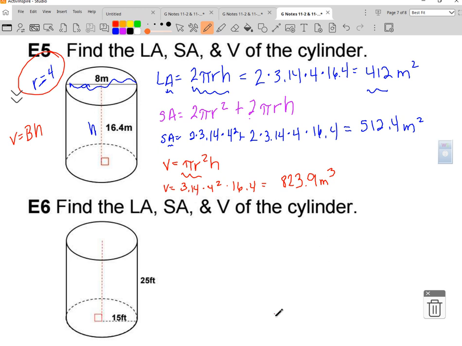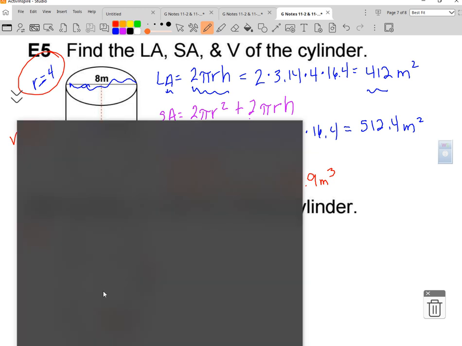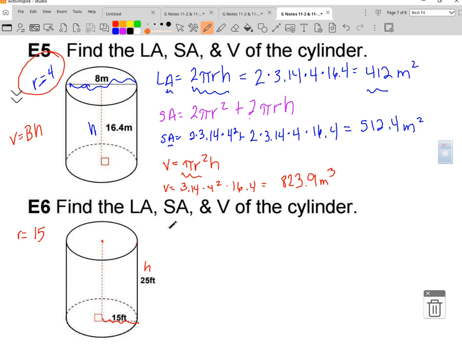So we're going to do example 6 a little bit quicker. What is the radius for example 6? What's the radius? 15, right here, right? This is the radius from the center to a point on the circle. And this is the height, right? That is the same distance as from here to here. So if it's a right cylinder, you can do the height here to here, or from the center to here. Sometimes I will do it. They're the same. Alright, so we're finding the lateral area.